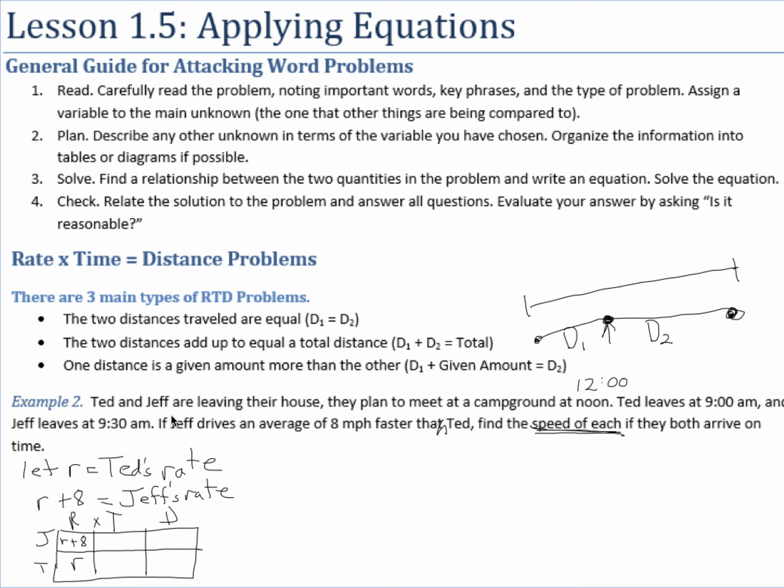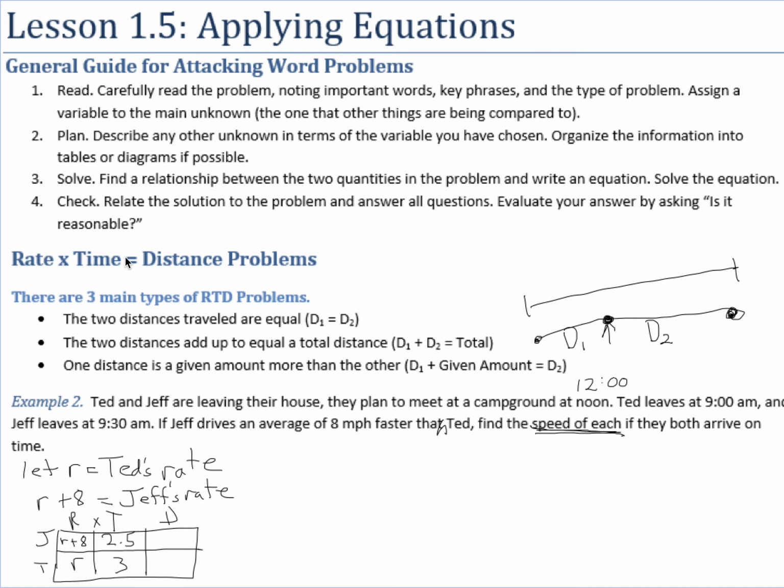Time, Jeff's time. Let's see here. Ted leaves at 9, and Jeff leaves at 9:30. Well, we have a starting time there for these guys, and they both arrive on time, which is noon, which is 12. So Jeff's time, he goes from 9:30 to 12. So 9:30 to 10 is half an hour, and then 10 to 12 is 2 hours. So he goes 2.5 hours, Jeff does. So I'm going to just put that as 2.5. Ted's time, well, he left at 9. He gets there on time at noon, so he travels for 3 hours.